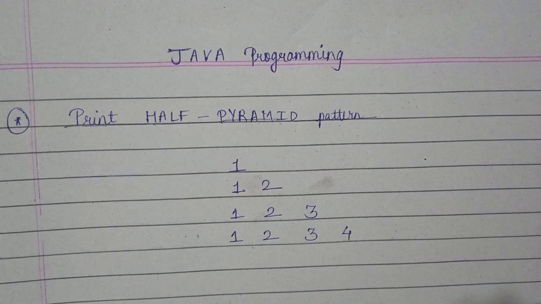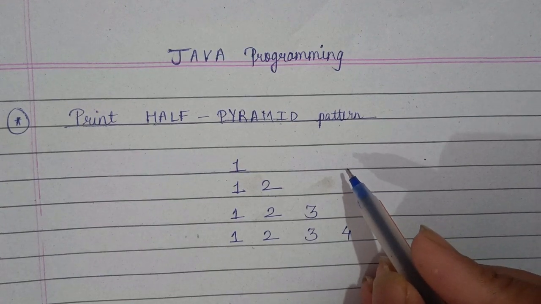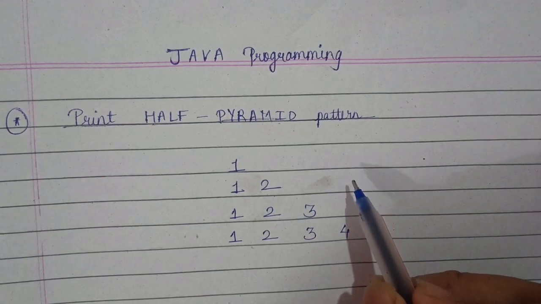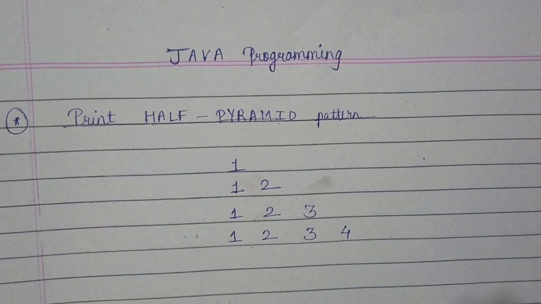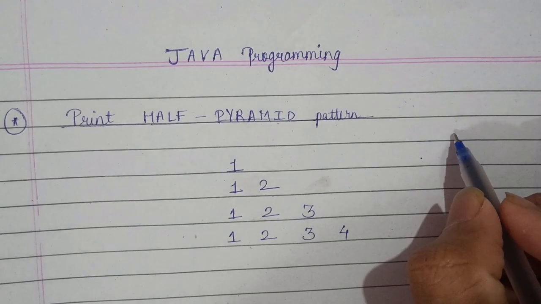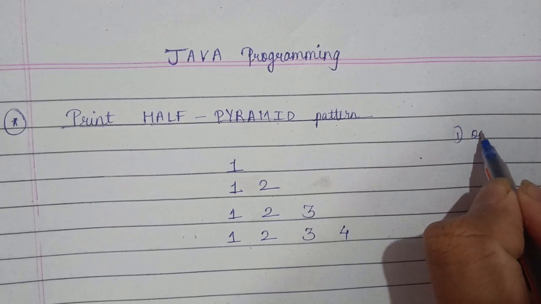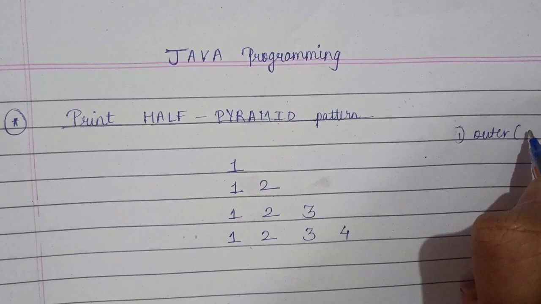Now what will be the trick? First, the outer for loop will track the rows of the pyramid. The rows of the pyramid here are 1, 2, 3, 4. There are 4 rows. Then the outer loop will run 4 times.